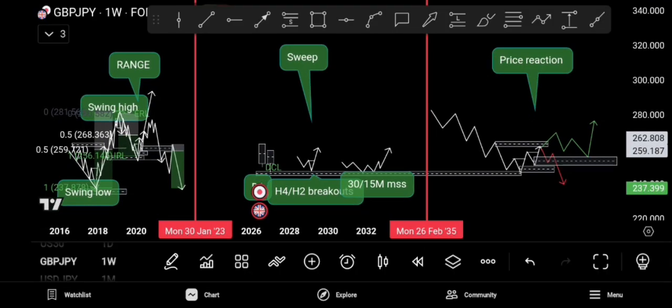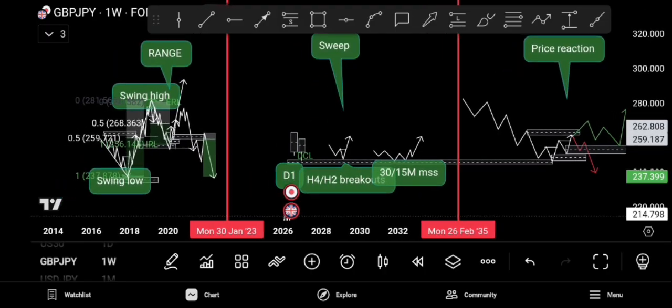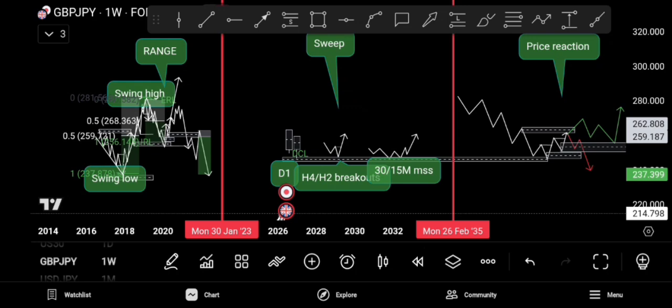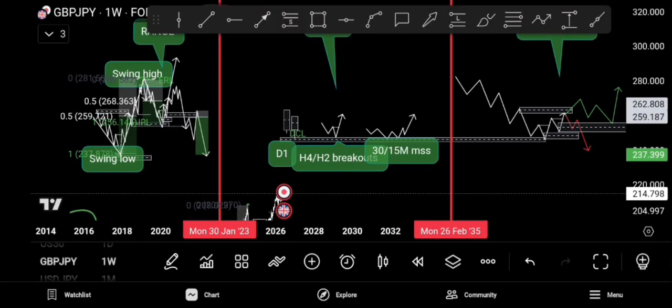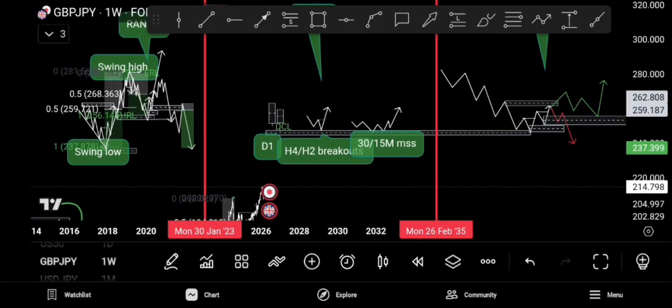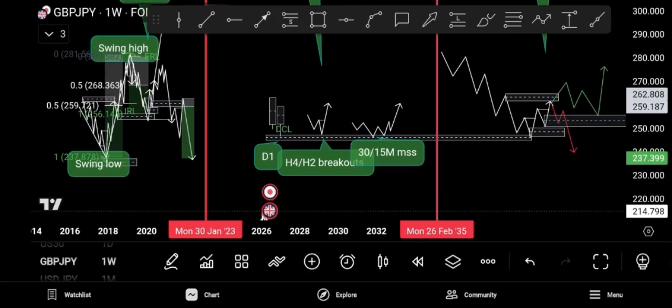So let me do some small recaps. The normal framework for range map strategy is range, sweep, price reactions. Identify the range, anticipate the sweep, and follow what? Price reaction. The checklist: identify the range using your PD arrays. 1. Identify your internal range liquidity and your external range liquidity. 2. Your daily candle liquidity. 3. Your H4, H2 breakout. 4. Your 30 minutes, 15-minute market structure shift. It's as simple as that.